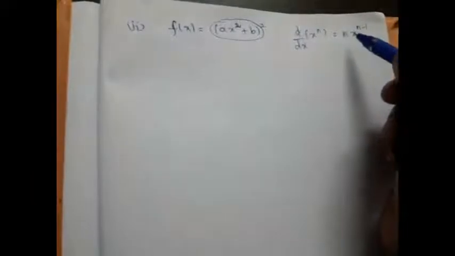Now the next question is f of x is (ax square plus b) the whole square. This problem also can be solved in two ways. One is using the d by dx of x power n formula. What is d by dx of x power n? n into x power n minus 1, right? Now we have to consider this entire term as our x. So x power n, if we differentiate, what will happen? n into x power n minus 1. So 2 into (ax square plus b), which is our x, whole power 2 minus 1, right?